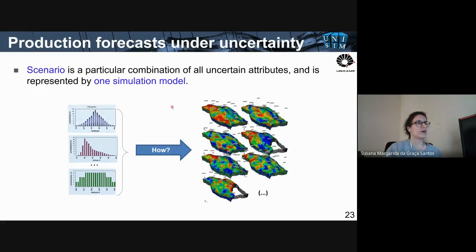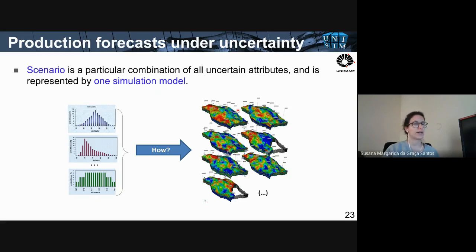Now I've talked a little bit about sensitivity analysis, where we want to understand which attributes are most important. But now the question is, how can I generate a scenario? We said that scenarios are one possibility of my reservoir. They are a particular combination of all the uncertain attributes. So one value for this attribute, one value for this attribute, and one value for this attribute, and so on. The question is how can I combine these attributes to generate the scenarios?